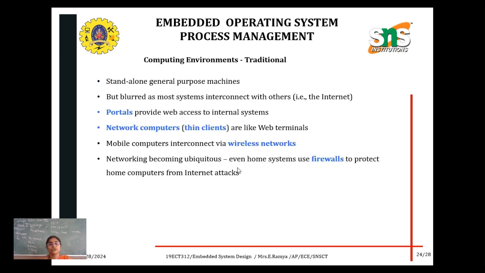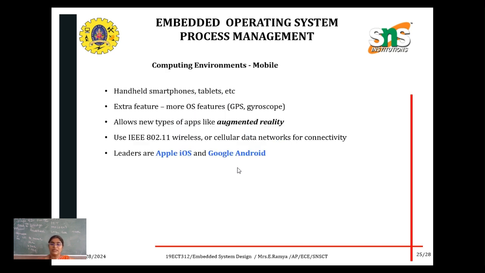Okay, so students, you have to concentrate on the computing environments also. Standalone general purpose machines, but most systems interconnect with others. That is called intranet. Portals provide web access to internal systems. Network computers are like web terminals. Mobile computers interconnect via wireless network. Networking has become ubiquitous. That means every home system uses firewalls to protect security, so the home computer is protected from internet attack. We have to avoid the internet attack. That's why we have to implement firewalls.